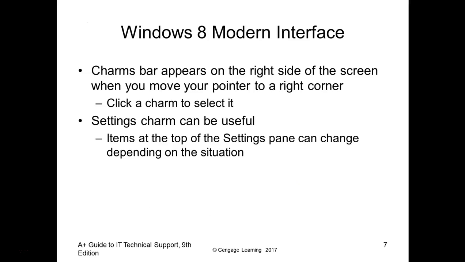In addition to the start screen, we have charm bars that were added to Windows 8. Basically, this is a little menu that pops up on the right-hand side. You can get to it a couple different ways. You can move your mouse over to the right-hand side, and it'll pop up, or you can press Windows C on your keyboard when you're running Windows 8, and it'll pop up that way as well.